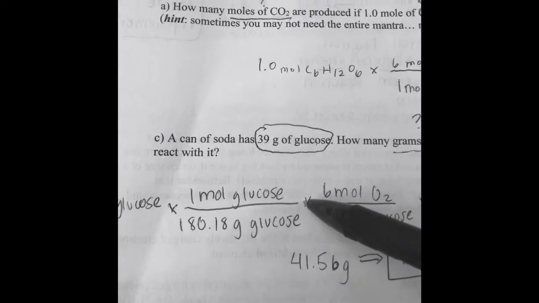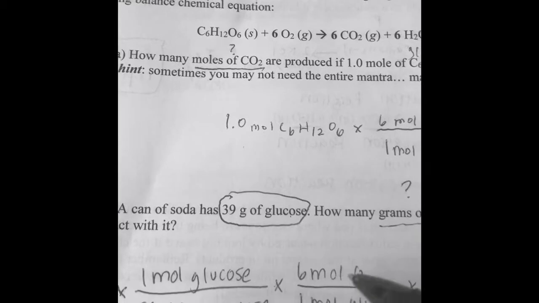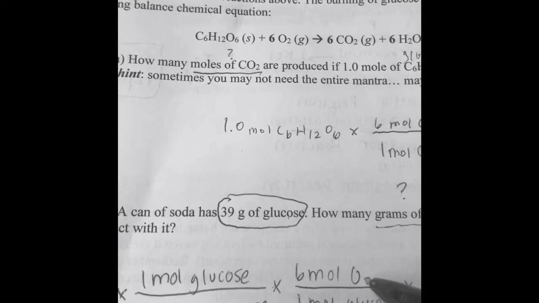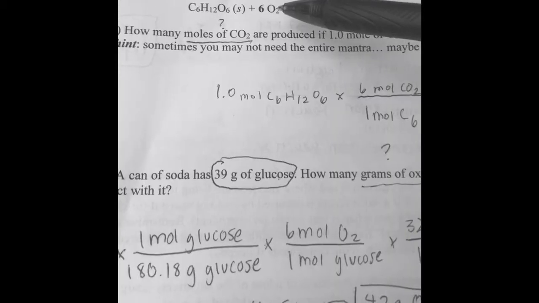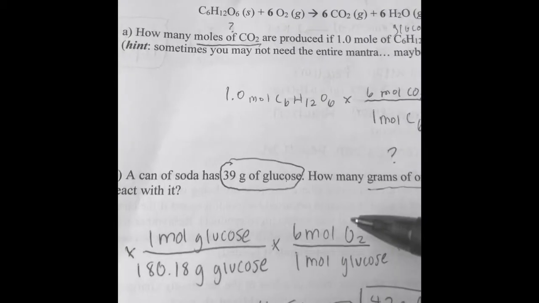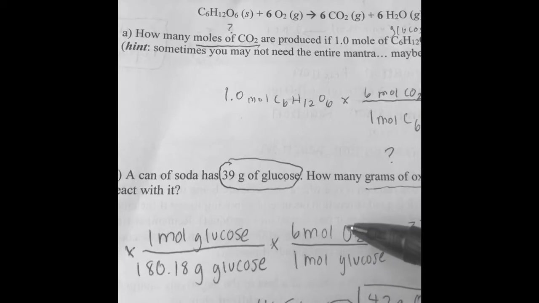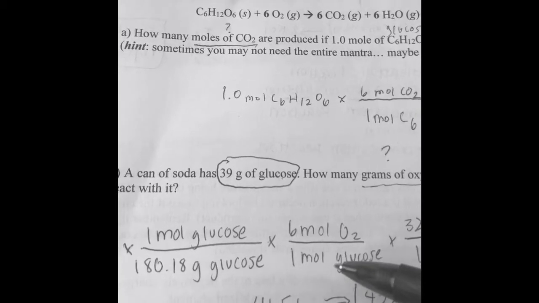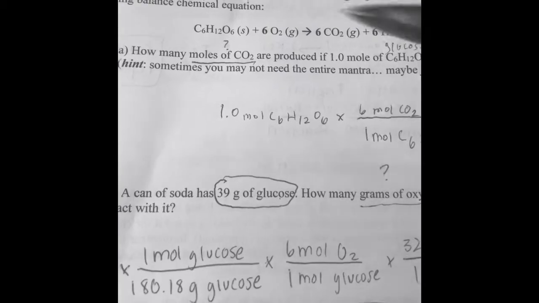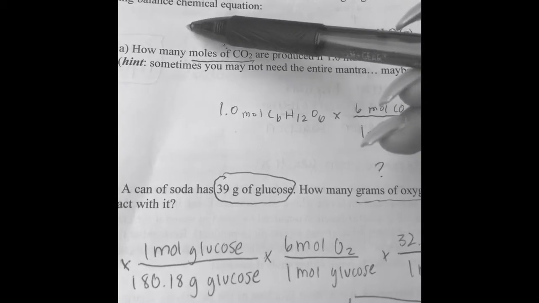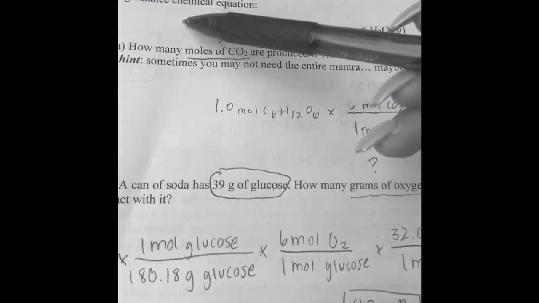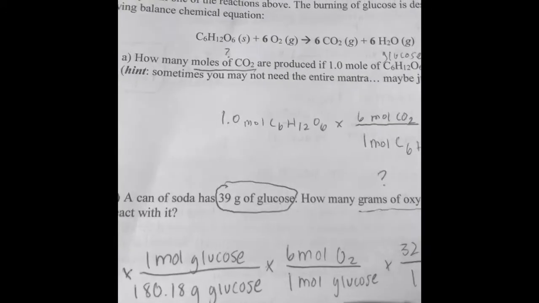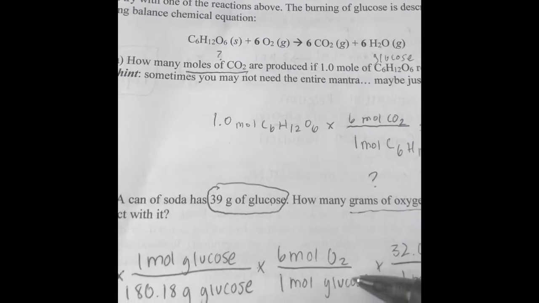We're going to go ahead and multiply that by 6 moles of oxygen. See how we got 6 moles of oxygen right here? And then we're going to use 1 mole of glucose, because right here, since there's nothing written, it doesn't mean that it is 0. It means that there is 1. So we put 1 mole of glucose.